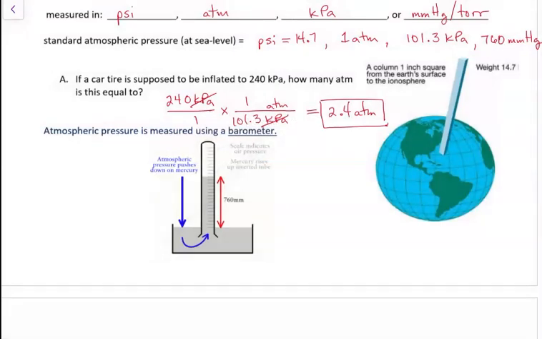Atmospheric pressure is measured using a barometer. Here you can see liquid mercury in a dish that's open to the atmosphere, and then you have an evacuated glass tube that is filled with mercury and then turned upside down. On a normal day, weather-wise, at sea level, the force of the atmosphere pushing down out here, which is represented by the blue arrow, can support 760 millimeters of that liquid mercury. And that's how we measure pressure.